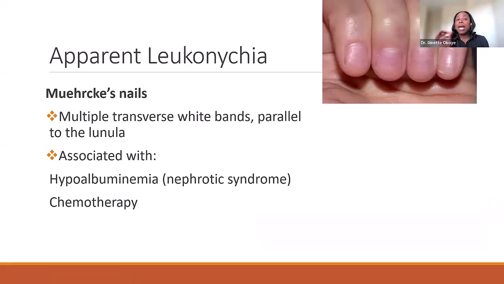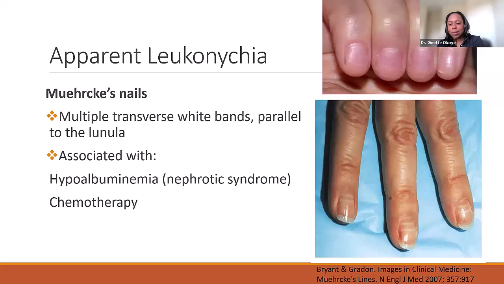And then the apparent leukonychia, right? These are the people where the nail is fine, but the issue is in the nail bed, and we are just seeing the nail bed through the nail plate here. This is called Muehrcke's lines. Basically, these patients have multiple transverse bands that are, again, parallel to the lunula, but they're multiple. This is usually associated with chemotherapy. That's the setting I've seen it in. But hypoalbuminemia is another reason to have these Muehrcke's lines. Here's another patient with these two transverse bands on the nails.